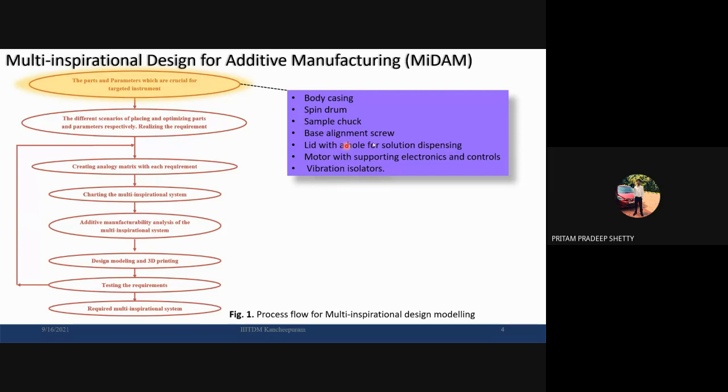So you want a lid, because a spinning substrate will spill the fluid everywhere. So you need a lid with a hole for solution dispensing. That is when you are dropping. Sometimes you have to drop a fluid when the substrate is rotating at high speed. If you simply drop it, it will spill over you. So you need some opening for dropping the liquid over the lid itself, and that opening should be exactly at the center of the substrate.